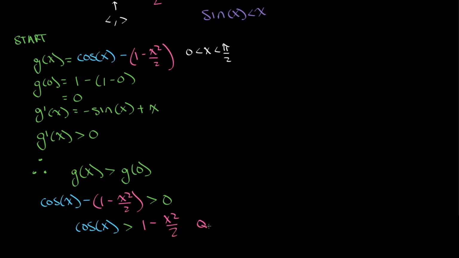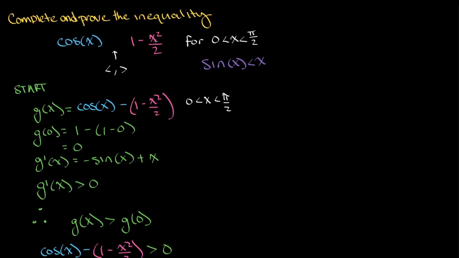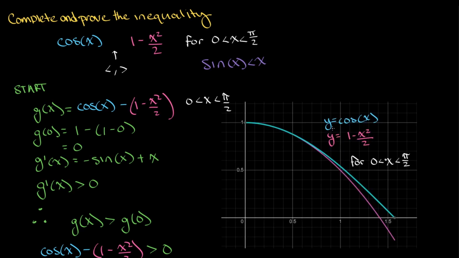So we are done. And just before we go here, maybe we can mention that 1 minus x squared over 2 is actually the quadratic approximation for cosine of x at x equal to 0. So that's cool. But then also I want to show you this graphically, what's going on here. So cosine of x is in blue, and then 1 minus x squared over 2 is in pink. So you can see that cosine of x looks to be greater than 1 minus x squared over 2, and we proved that that is the case. And we're done.